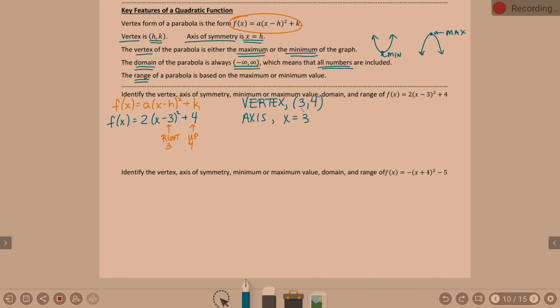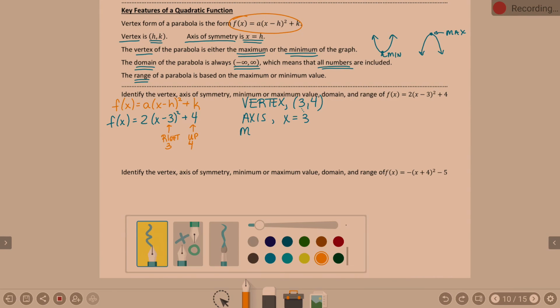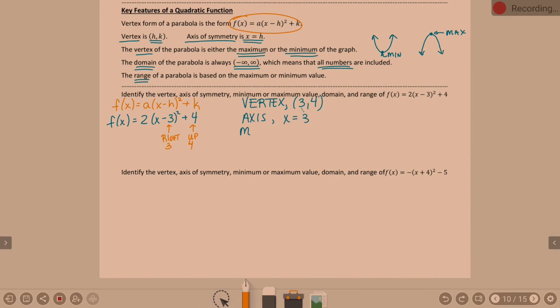They want to know if this is a minimum or maximum value. Minimum. Why minimum? Okay, so right here, this 2 is a vertical stretch, but more important, it is positive, yes? A positive stretch or compression is going to tell me that my parabola opens up. And if it opens up, just give yourself a little visual. That puts my vertex at the bottom and makes it a minimum.